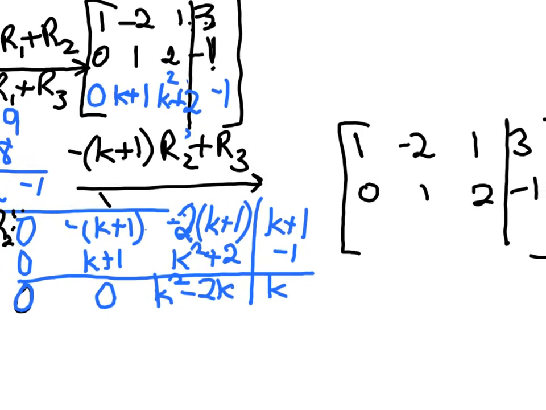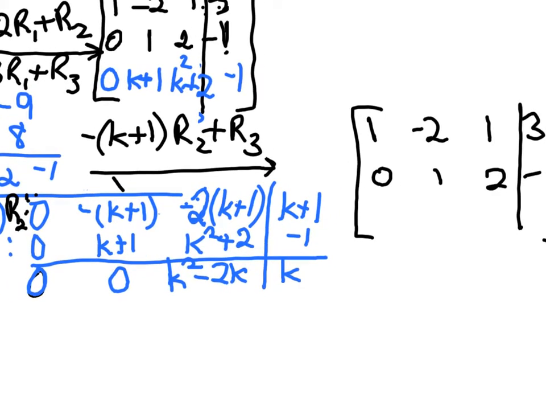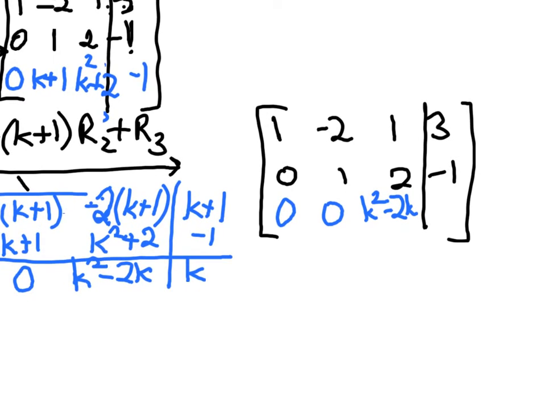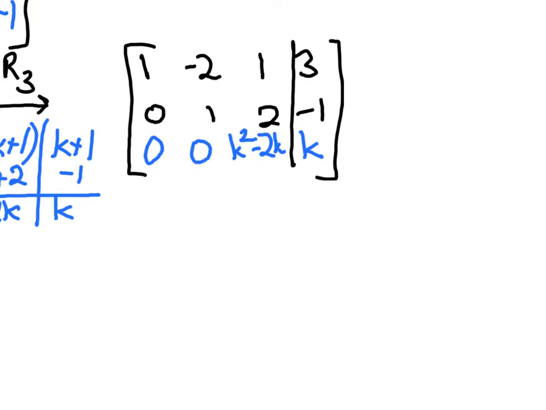So I'm going to move over and copy that into row 3. I went ahead and copied rows 1 and 2 the way they were. And so this row is 0, 0, k squared minus 2k, and then k in that last position here.